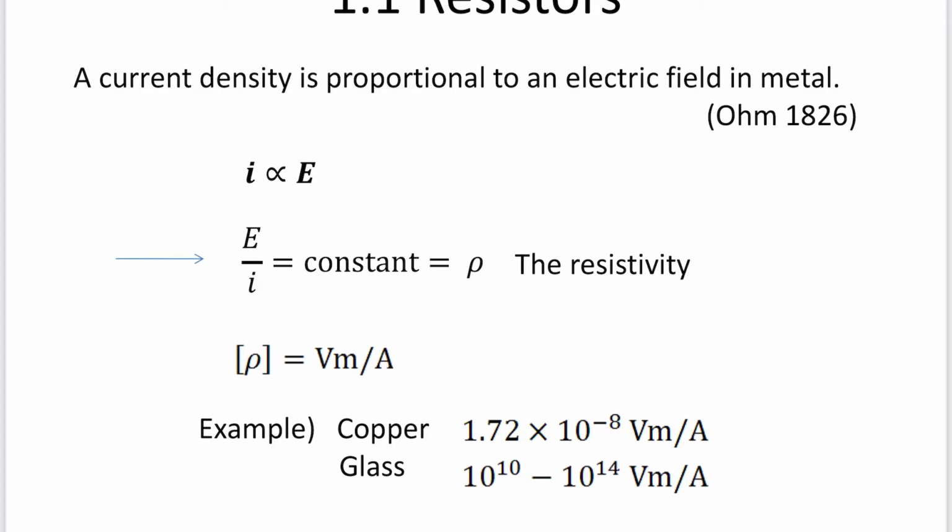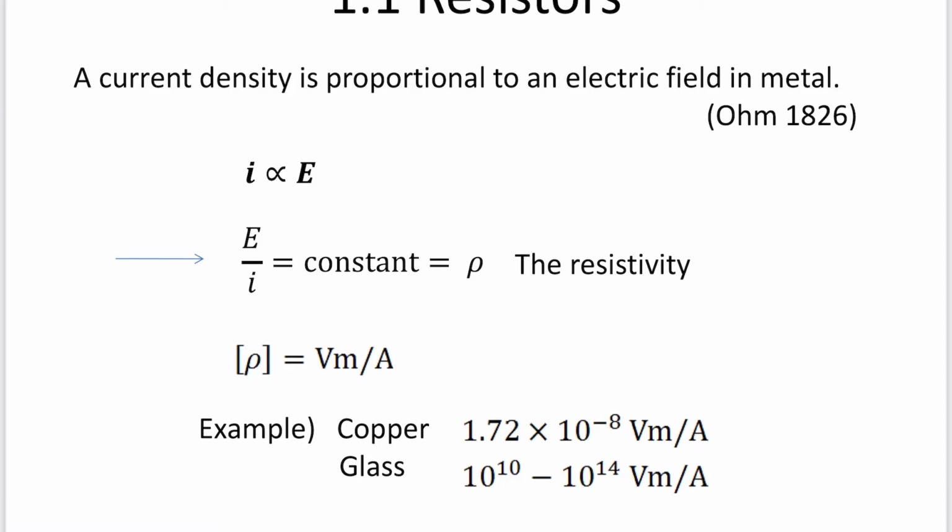For example, in the case of copper, it is 1.72 times 10 to the minus 8 volt meter per ampere, because copper is a metal. The charge is easily moved inside copper. But in the case of glass, charge is difficult to move. So we expect the resistivity of glass to be really high. The number is 10 to the 10 to 10 to the 14 volt meter per ampere. So as we expected, the resistivity of glass is much larger than the resistivity of copper.